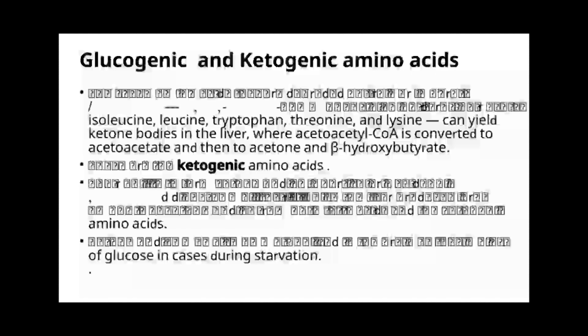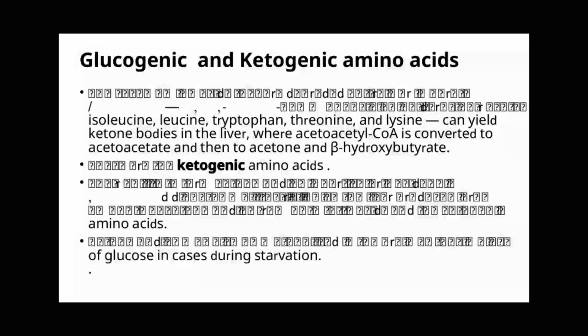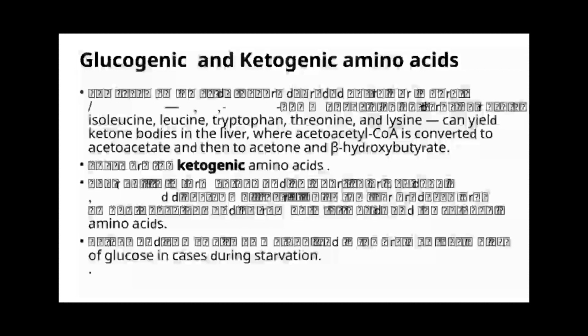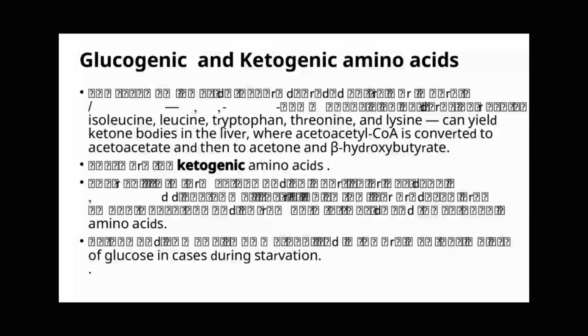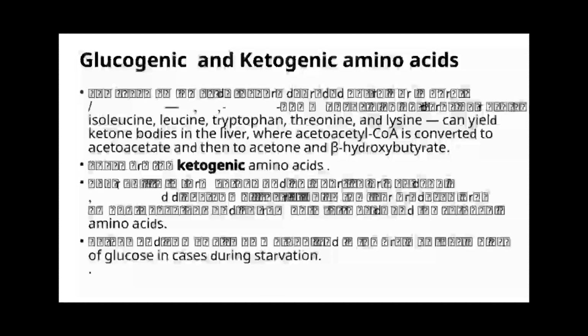Their ability to generate ketone bodies becomes especially noticeable in certain conditions, such as uncontrolled diabetes mellitus. In such cases, the liver ramps up production of ketone bodies, not just from fatty acids, but also from these ketogenic amino acids. This can lead to a significant increase in ketone levels in the blood. Additionally, ketone bodies aren't just produced in the liver. They can also serve as an alternative fuel source for the brain, especially during starvation. When glucose is scarce, the brain can utilize ketone bodies for energy, helping to sustain vital functions.